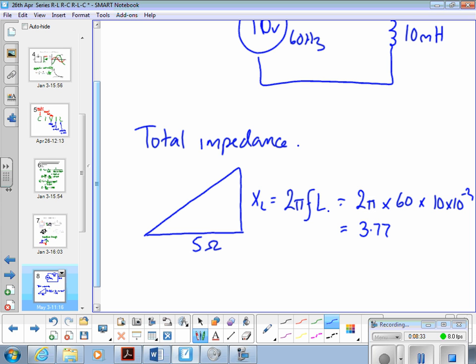Ohms. Is that properly rounded to 3 significant figures? Yeah. How can I now find Z? It's minus 3.